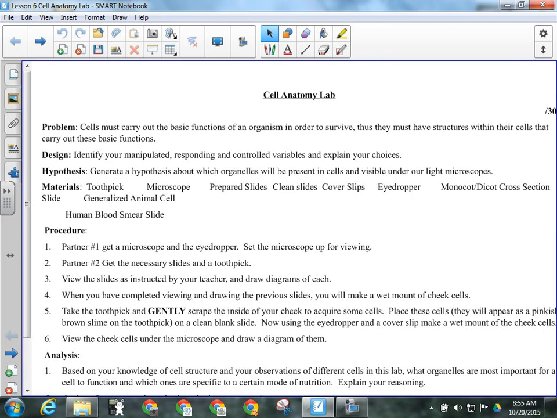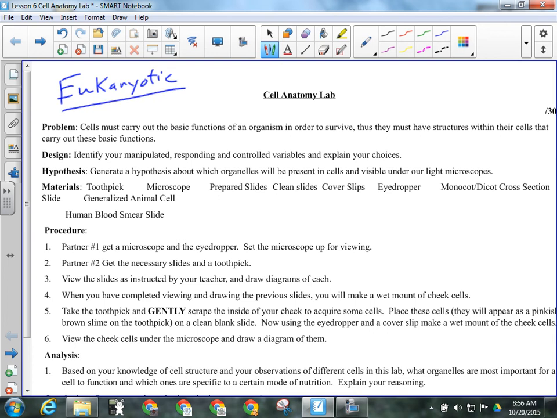Okay, controlled variables, similar to the microscopy lab, but there's one extra one that I'm going to give you, and you're going to have to explain it. I've actually already mentioned it. All the cells we're looking at are from eukaryotic organisms. So we are only looking at eukaryotic cells, that's cells that have organelles. It would be pointless to do otherwise. We won't be looking at bacteria or other prokaryotic organisms because we won't see any of the structures necessary to carry out the basic functions. Right.